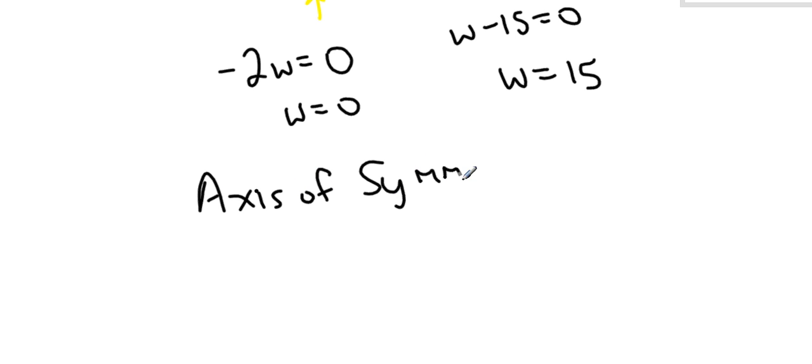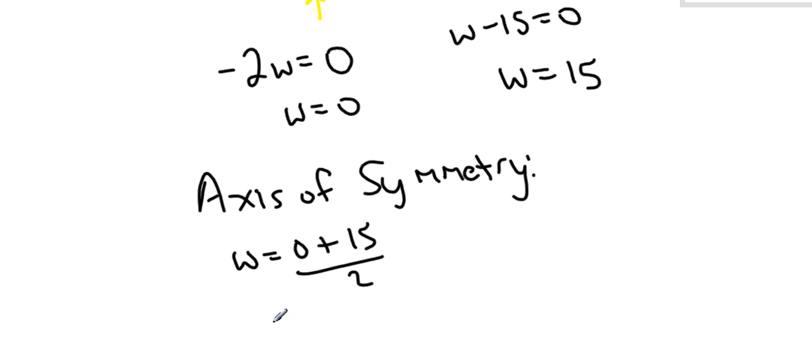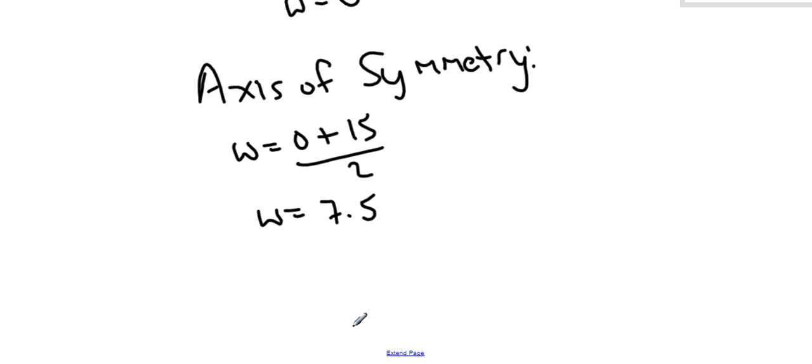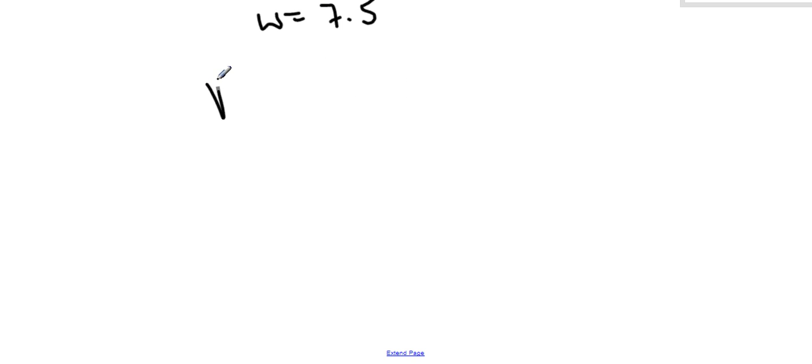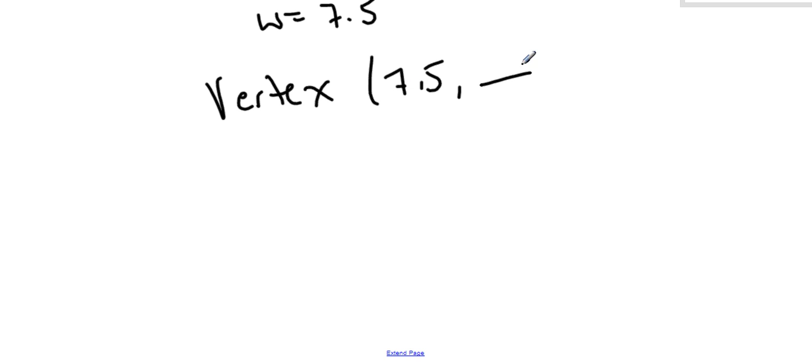And the axis of symmetry is a line exactly halfway in the middle of those two values. So we're going to find the midpoint of our roots, and that's going to give us an axis of symmetry of w equals 7.5. And that also means that the vertex is at 7.5 comma something. We just have to figure out what that is.